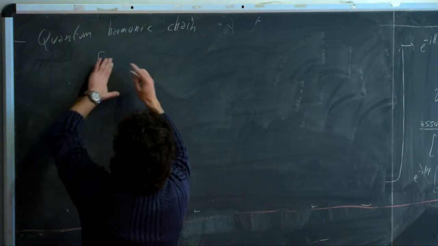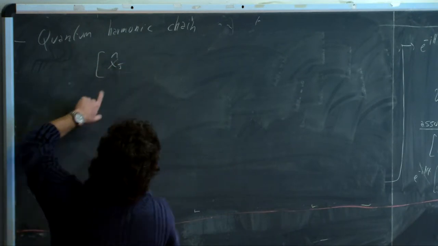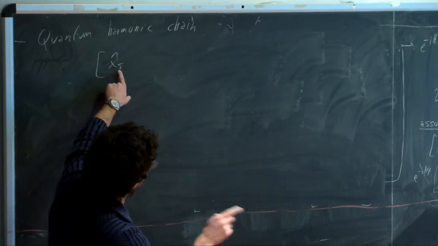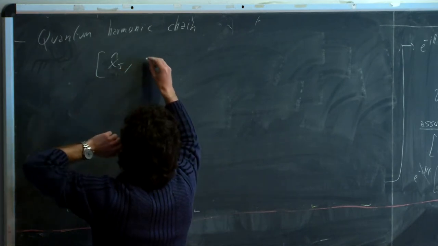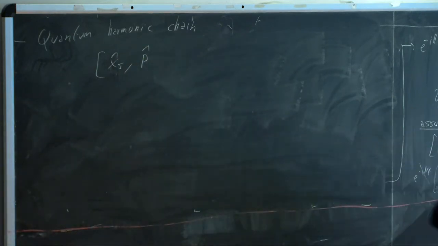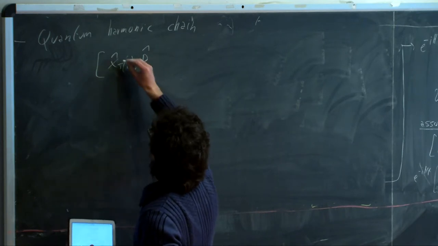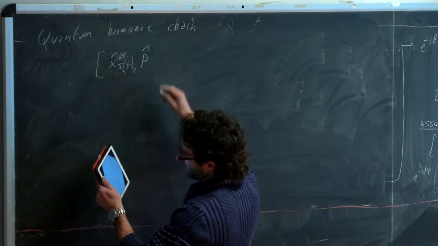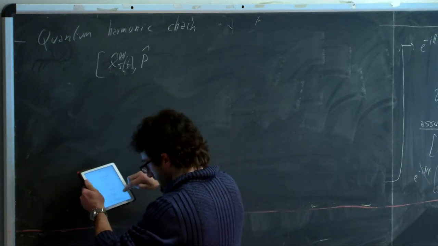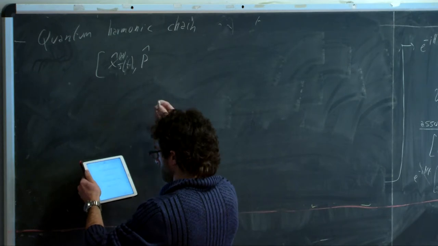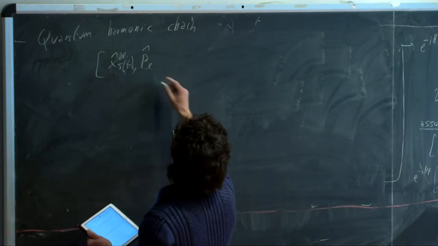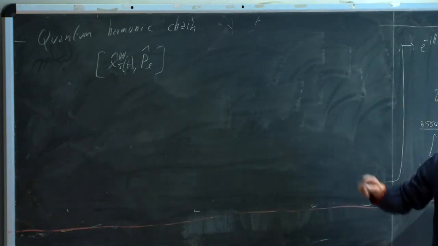So we could compute something like the commutator between the position of the jth ion, the displacement of the jth ion, computed at time t in the Heisenberg picture, and the momentum of the l-th ion.